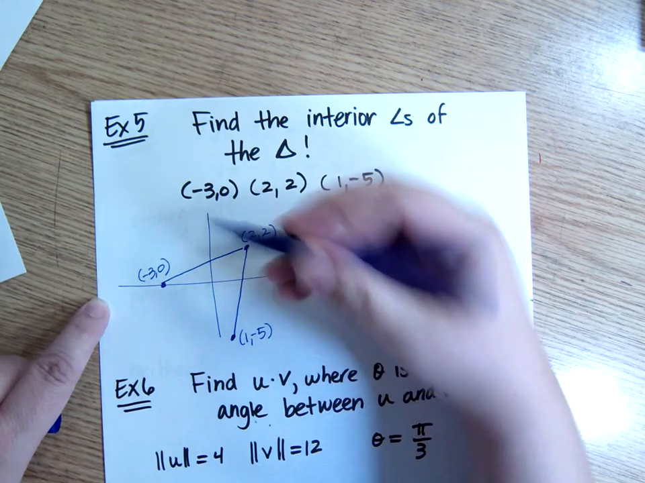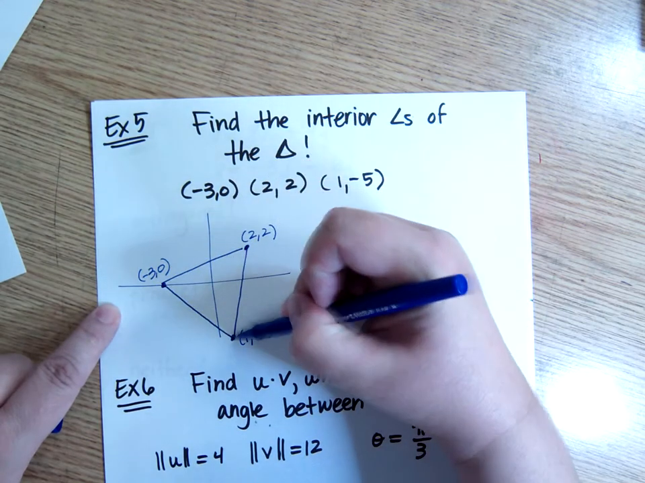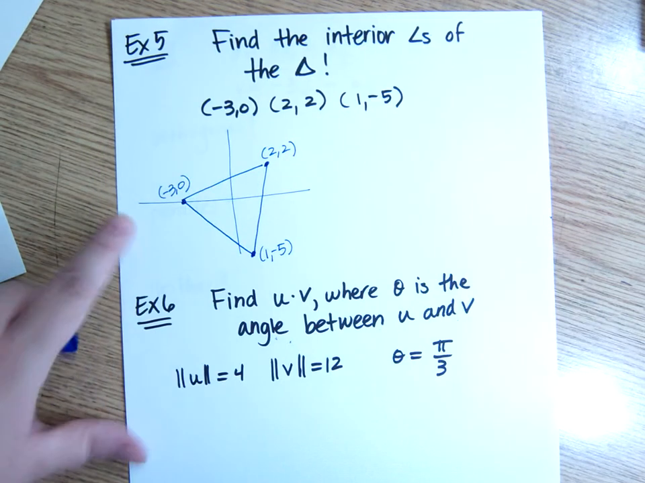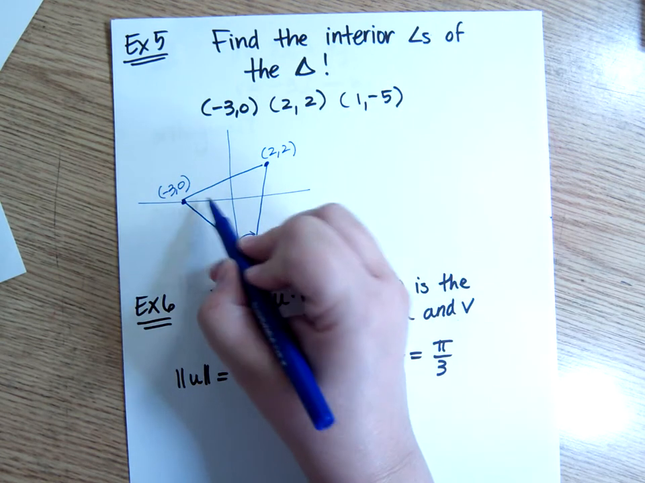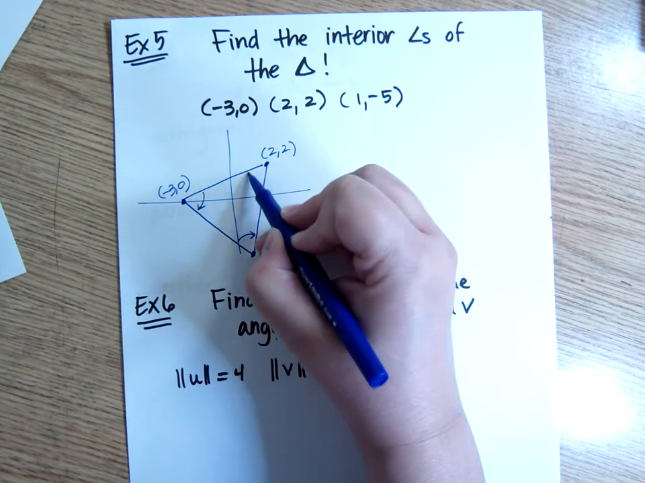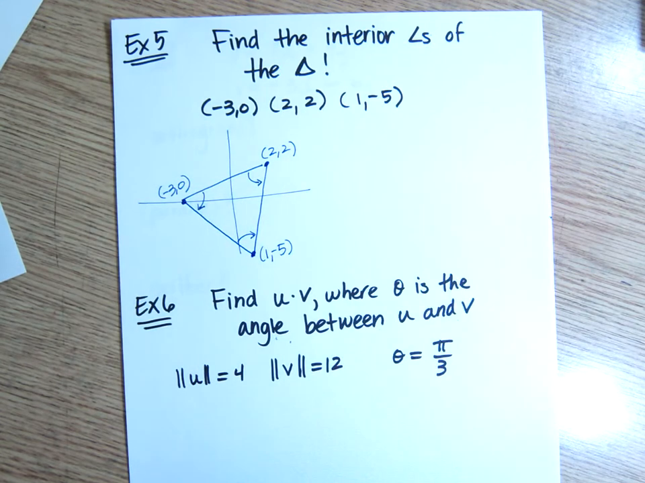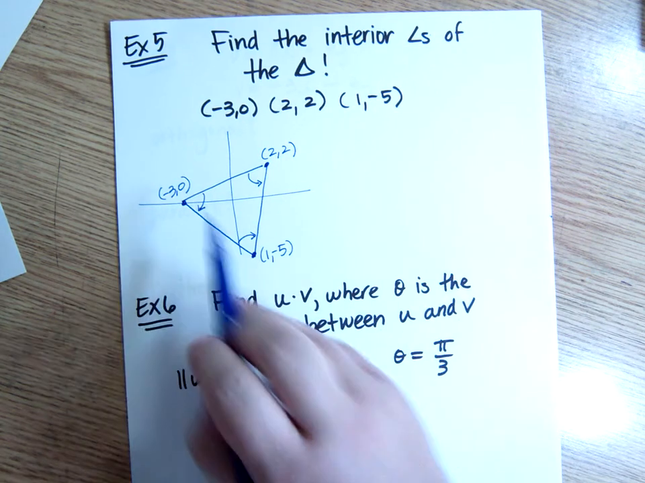Basically, think of each of the sides of the triangle as a vector, and what you're doing is finding the angle between two vectors. So what we have to do for each one of these sides is find the vector that represents it. It doesn't matter if it's component form or any other form.